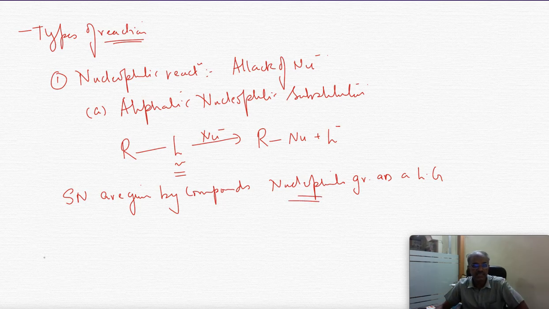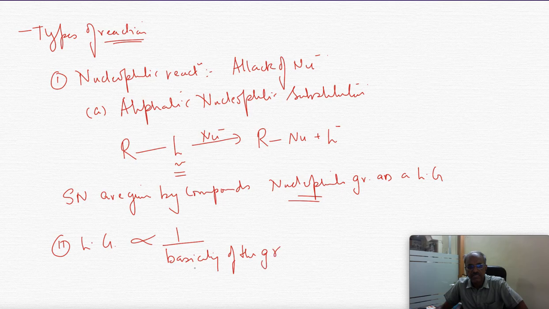Fine. Second thing, the leaving group capacity is proportional to 1 upon basicity of the group. That means lesser the basicity, stronger the leaving group power. The power of a leaving group increases if the basicity is very less, right? Lesser the basicity, better the leaving group capacity.